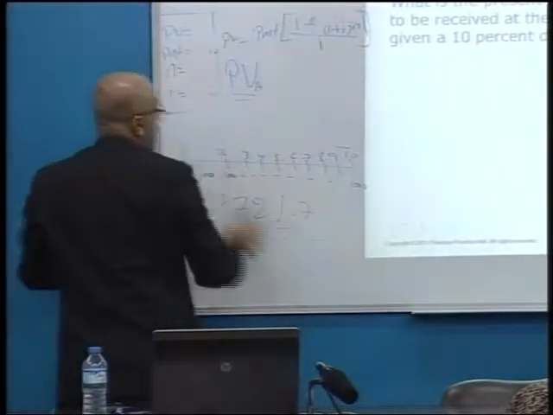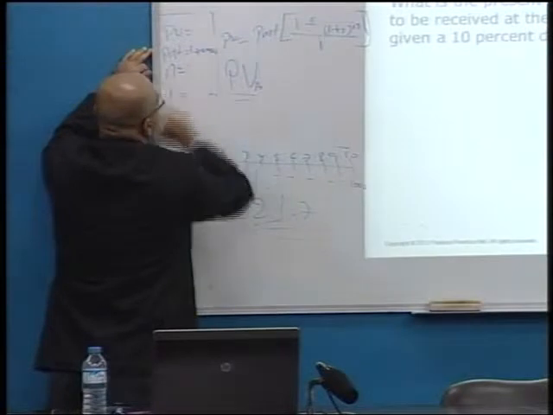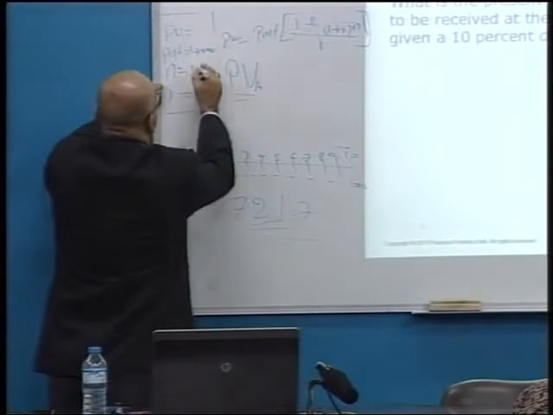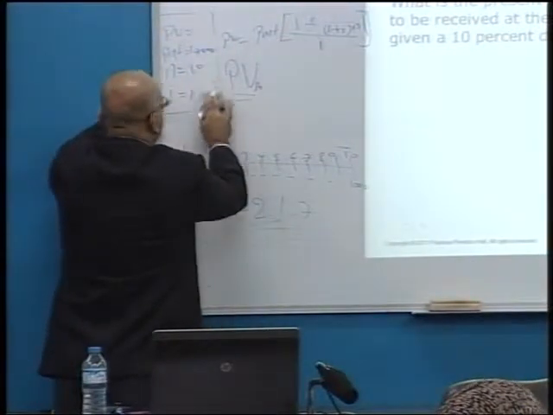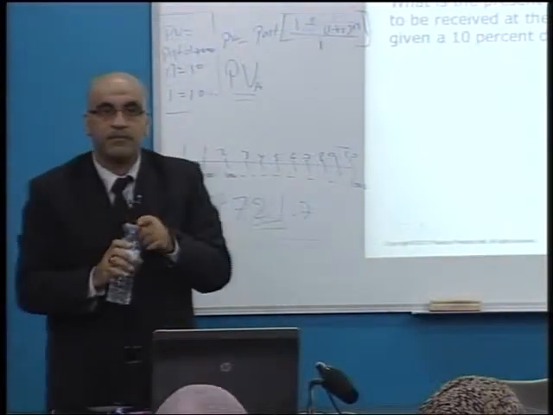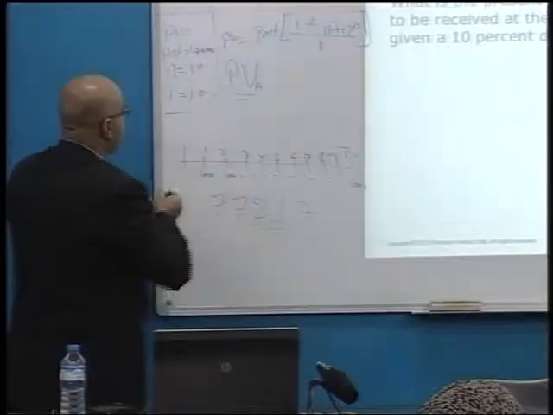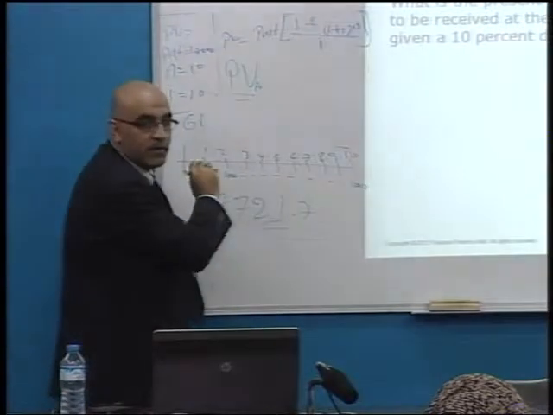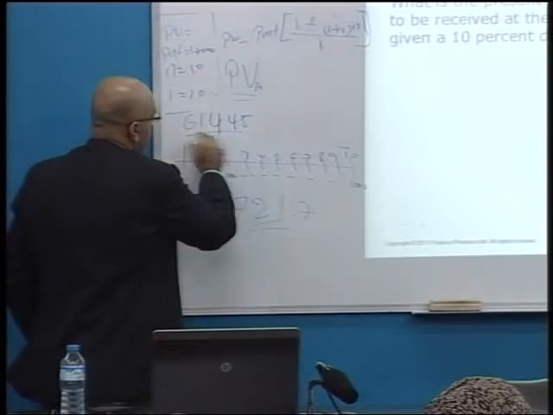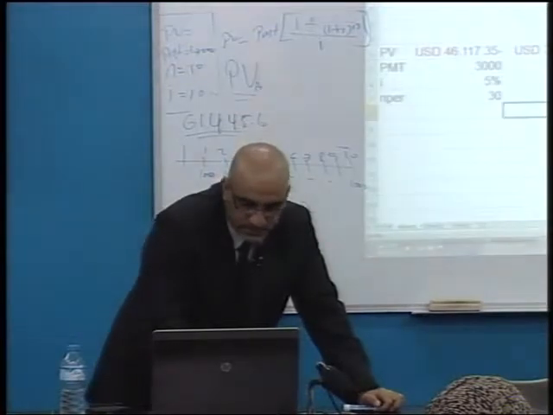So in here, what is the payment? 10,000. And the number of periods is 10 years, and I is 10%. Apply this equation, please. The answer is 61,445.6. Okay, see in Excel how this works.